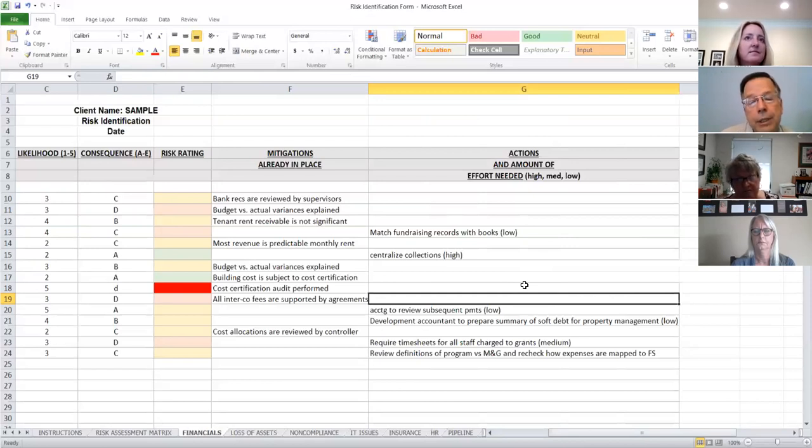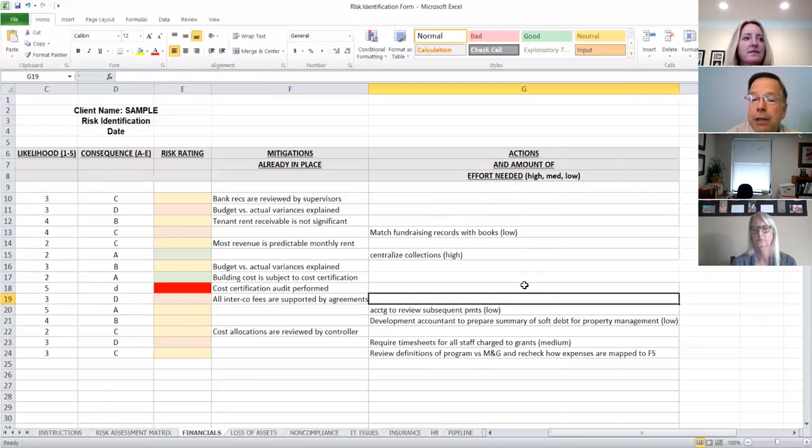Another one had to do with the property management. Maybe the site manager was collecting rents and manipulating them. So the action needed was to centralize collections back at the central office of the property management company rather than having them going on at the sites. Though that one in particular was seen as a kind of a high effort one, because now we need to involve multiple departments. It's going to take more than just a few days to make that change.